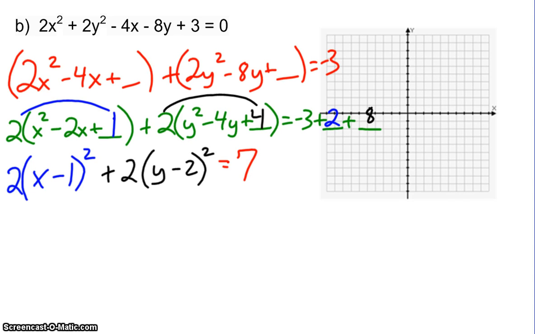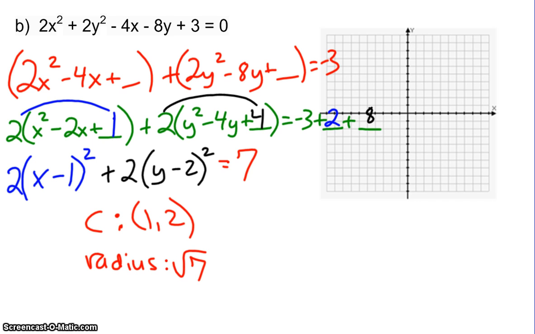So then when I take my center, I'm going to get 1, 2, and my radius is the square root of 7. Now when you have the square root, you can just approximate for the radius. So you guys can go ahead and graph that one.